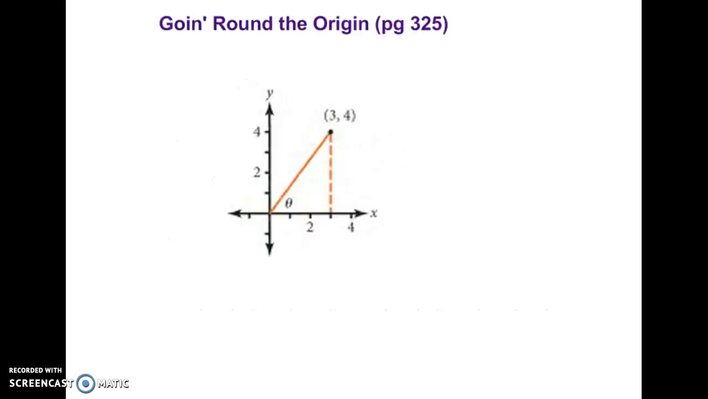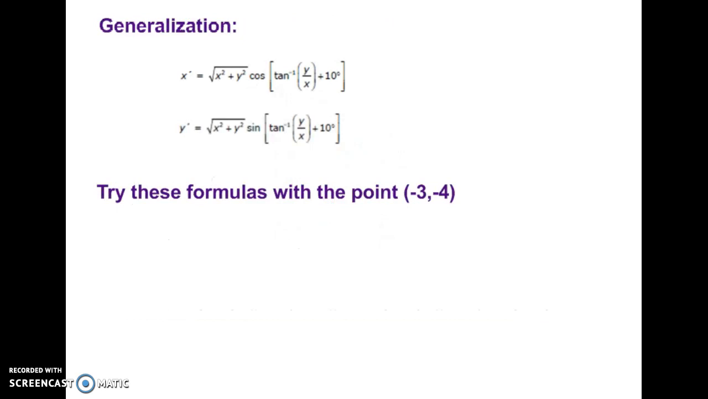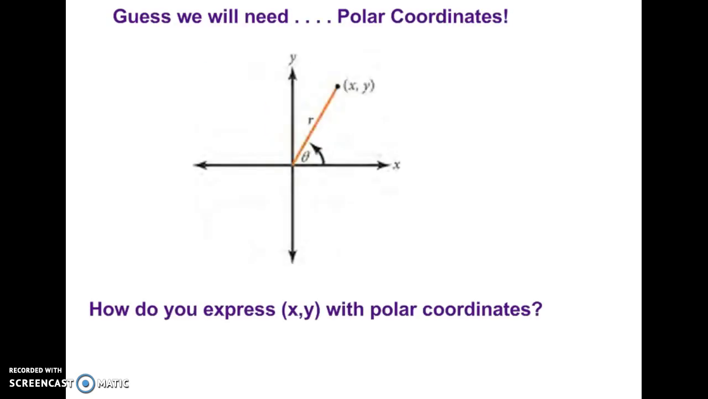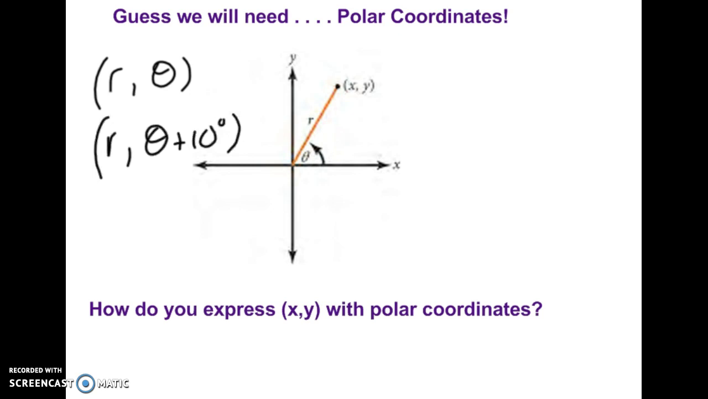And then we ended up with these god-awful formulas right there. Do you see those god-awful formulas from the team? And we said, who wants to do that over and over again? So we said, hey, you know what's easier is using polar coordinates. Why polar coordinates are easier is because my original point is r, theta. My new point is r, theta plus 10 degrees, because that's what we used.